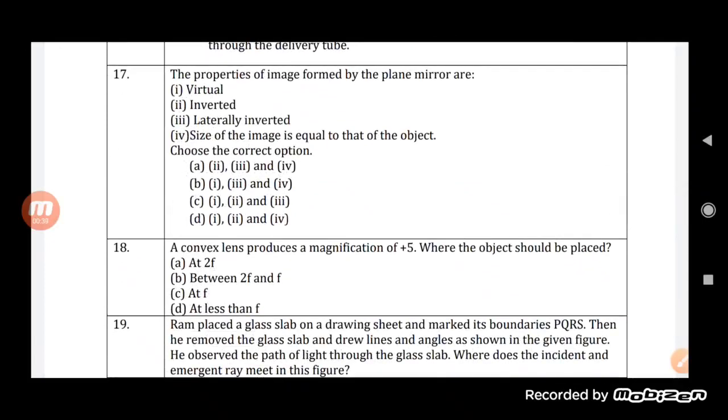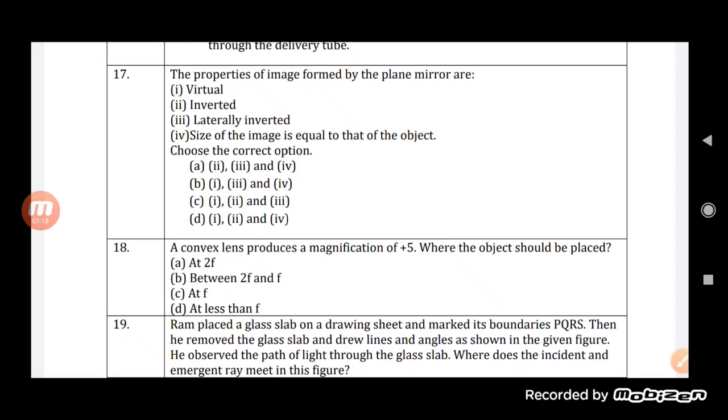Now see here, the question is: the properties of the image which is formed by the plane mirror are. Now if we look at the properties of the image formed, it may be virtual, inverted, laterally inverted, and the size of the image is equal to that of the object. Now see here, what are the different properties of the plane mirror? We know that yes, it forms a virtual image. Second one, inverted, no, it is not inverted, the image is erect.